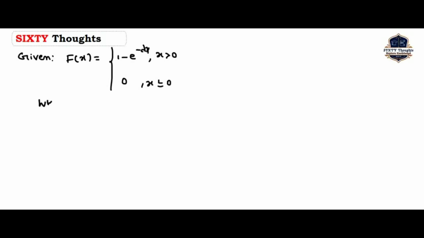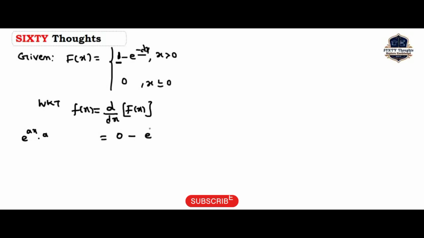We know what our property is. Small f of x equals d by dx of capital F of x. Okay. So we know capital F of x, right? So when you differentiate this function, what is the differentiation of a constant? It is always 0. Minus, what is the differentiation of e power ax? It is e power ax into a. So here the a value is minus lambda. So we can write e power minus lambda x into minus lambda.